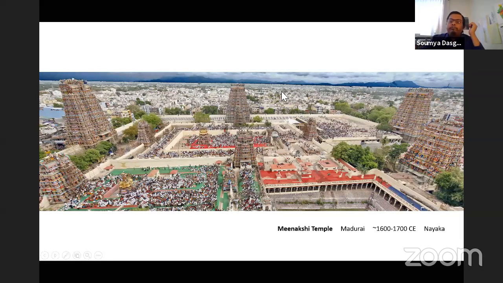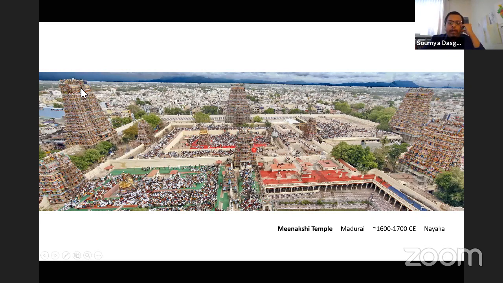There are multiple gopurams, multiple prakarams, and multiple shrines, and of course thousands and thousands of devotees from all across India, from all walks of life, coming and offering their prayers. Mostly Hindu, but I guess people visit it for other purposes than worship as well.